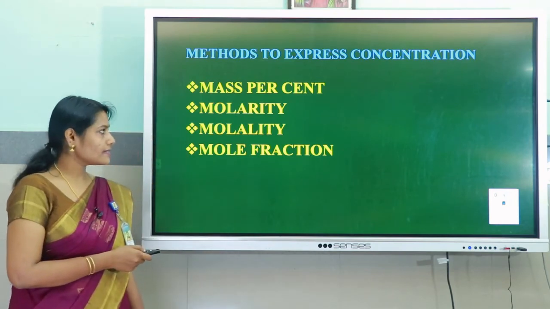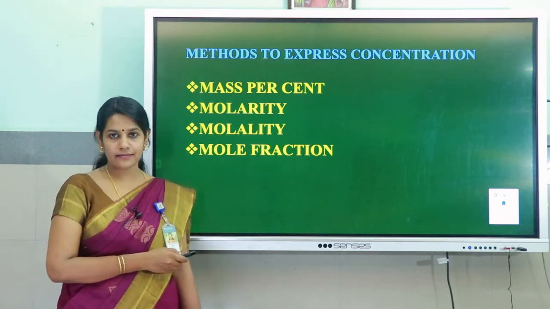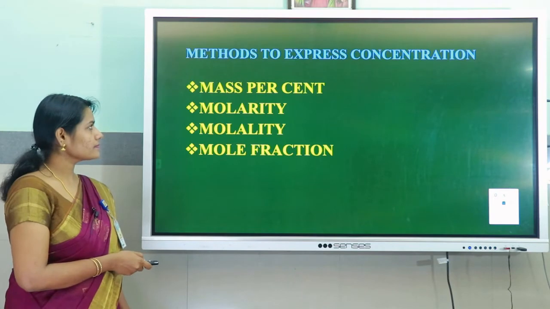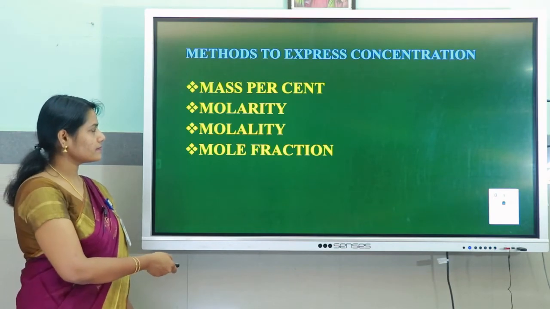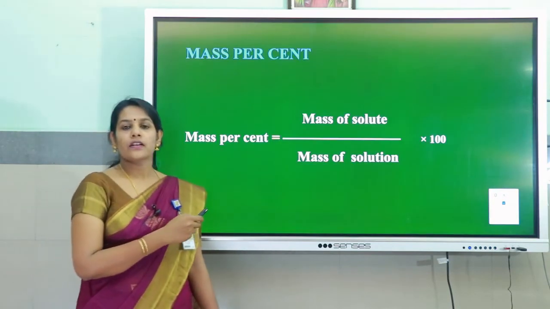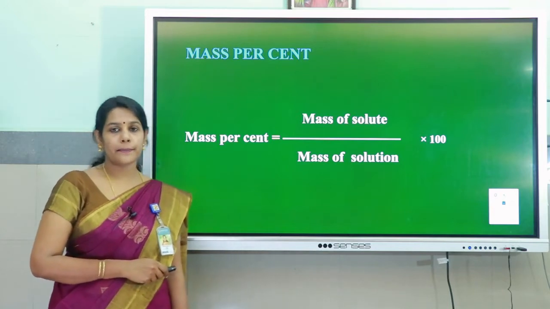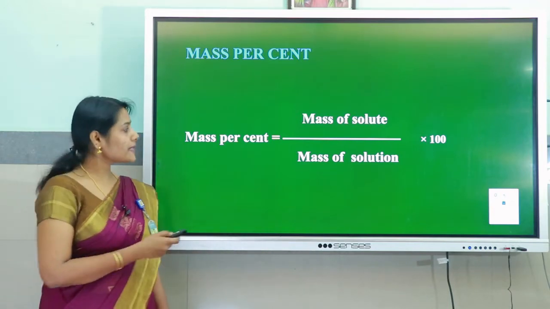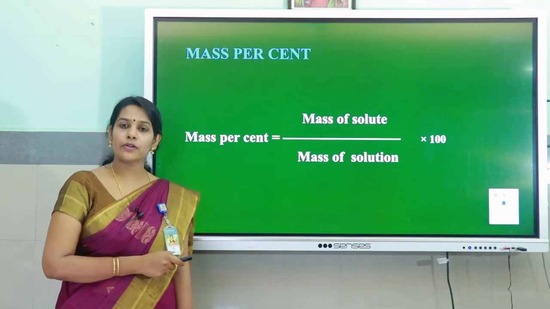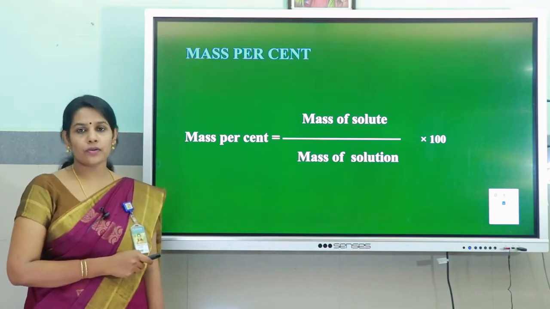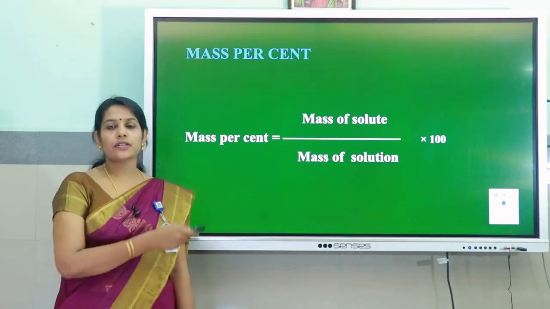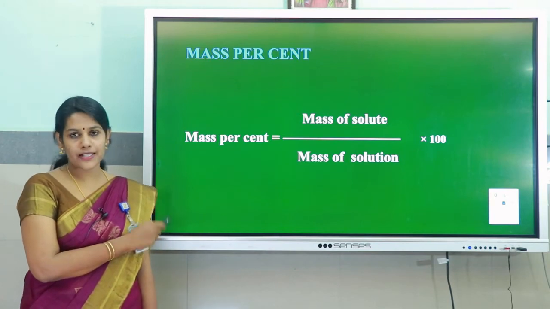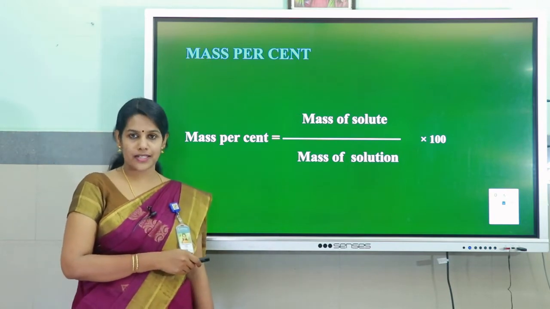Now, let us discuss each method in detail. So, the first method is mass percent. Mass percent is equal to mass of the solute divided by mass of solution into 100. This is the mathematical expression for mass percent and it has no unit.